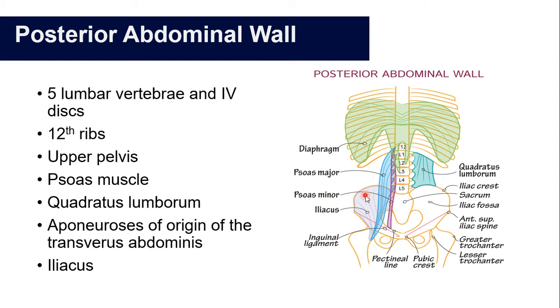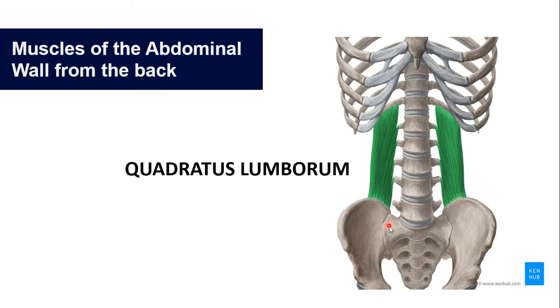So if you can remember in your ANA 1, we have here your iliac fossa. It is where your iliacus muscle originates. So let's talk about the most important muscle, which is sometimes missed, especially in patients who have low back pain. Okay, let's talk about the quadratus lumborum.